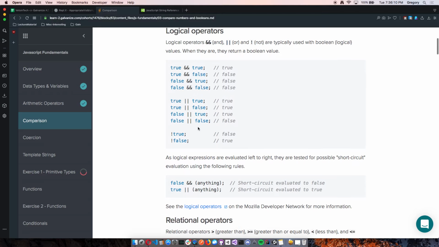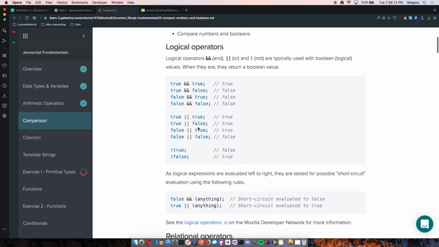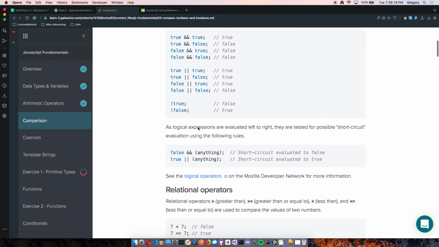So you use that top one for a login and password. If the login is true and the password is true, then that should run. Pretty much, yeah. Exactly, yeah.